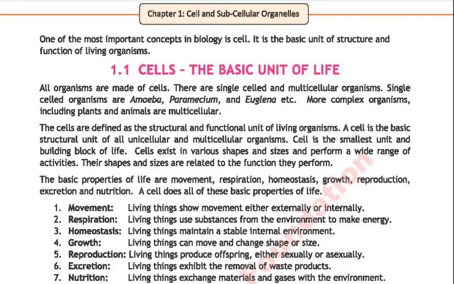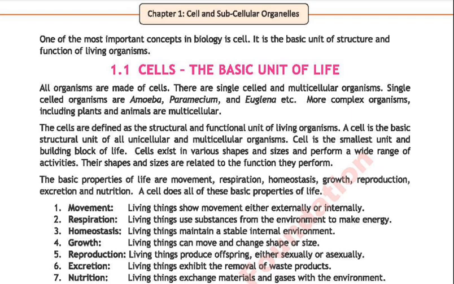Cell, the basic unit of life. All organisms are made of cells. There are single celled and multicellular organisms. Single celled organisms are amoeba, paramecium, and euglena, etc. More complex organisms, including plants and animals, are multicellular.